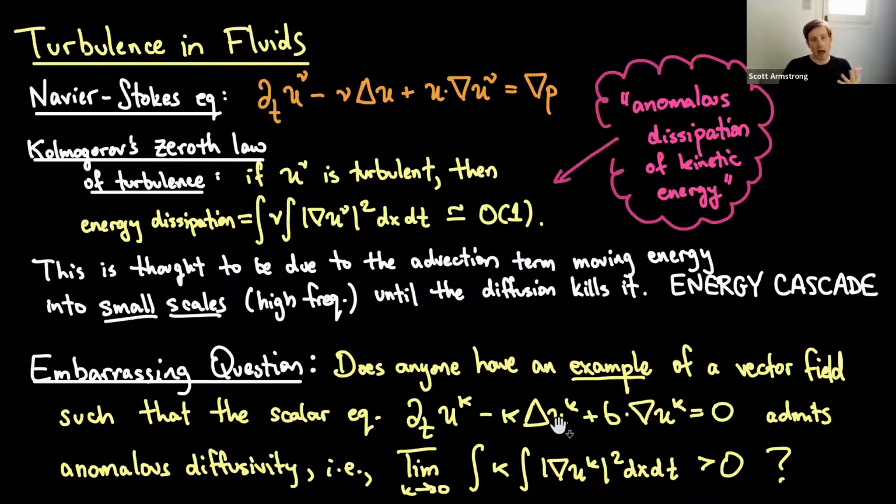Anyway, I don't want to handle the full Navier-Stokes equation because it's too complicated. So I look at this advection-diffusion equation because it's simpler. The b and the u are not necessarily coupled, and I just want to see if I can make anomalous diffusion. Like, what would the vector field look like?